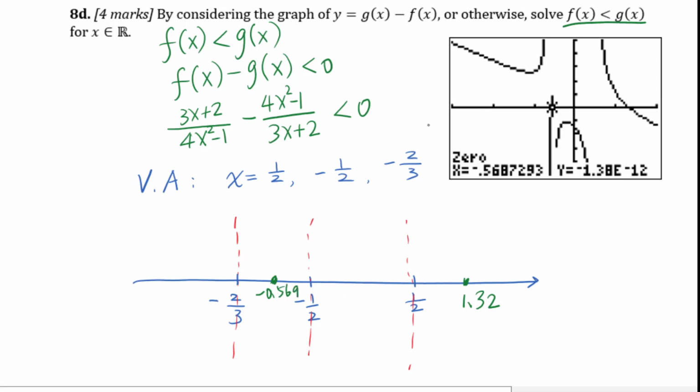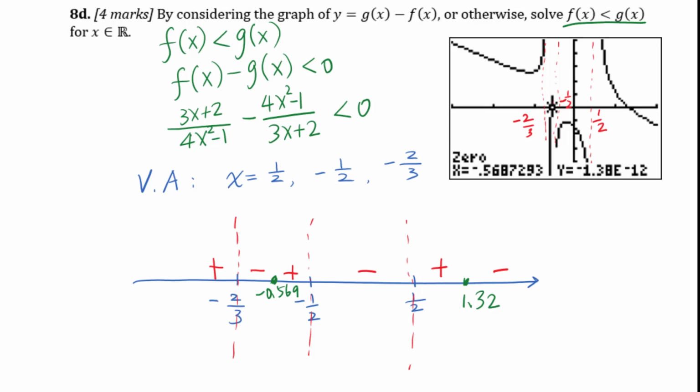Then according to the graph, we can figure out the sign for each interval. This is a negative, positive, negative. Then between this is a positive, negative, then positive. Because there is a vertical asymptote line, this is negative 2 over 3. And another one, here is negative 1 over 2. Then we have the third vertical asymptote line, 1 over 2.